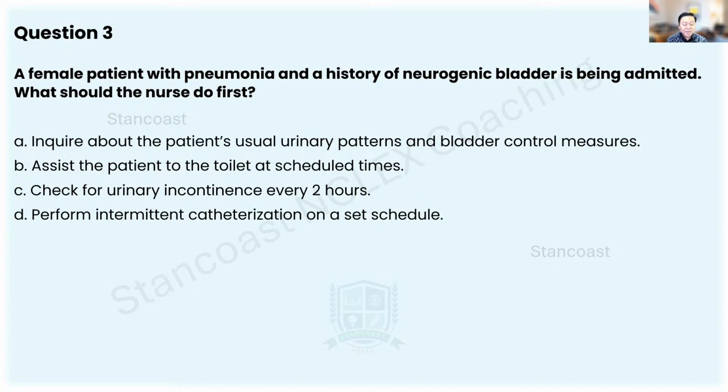Let's have number 3. A female patient with pneumonia and a history of neurogenic bladder is being admitted. What should the nurse do first? A, inquire about the patient's usual urinary patterns and bladder control measures. B, assist the patient to the toilet at scheduled times. C, check for urinary incontinence every 2 hours. D, perform intermittent catheterization on a set schedule. Now, you have a female patient with pneumonia and history of neurogenic bladder being admitted.